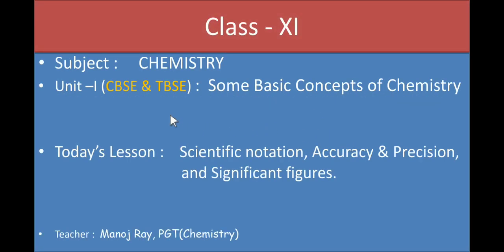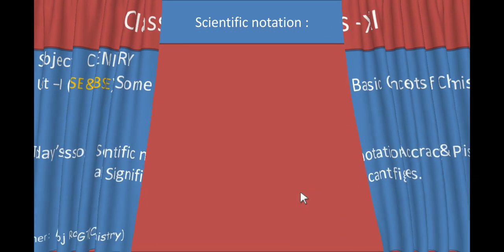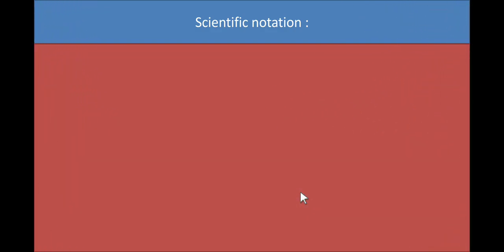Students, we will discuss today the first unit of class 11 chemistry, that is some basic concepts of chemistry. Under this chapter, today's lesson is scientific notation, accuracy and precision and significant figures. Students, it is the greatest way to represent very small or very large numbers conveniently.